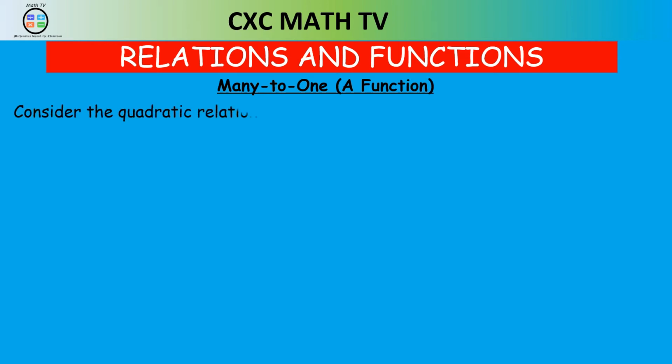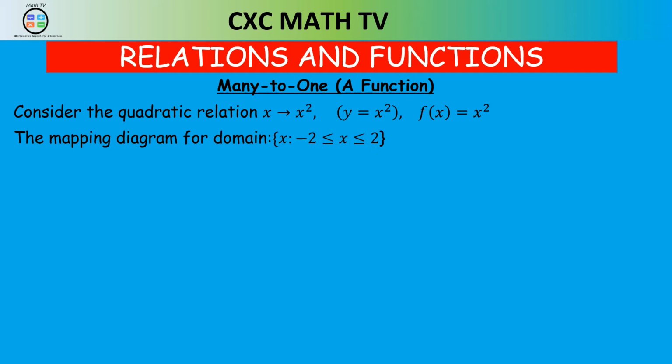So consider the quadratic relation x being mapped to x squared. The arrow means mapped. Or some people might write it as y equal x squared. Or some might say f of x equal x squared. The mapping diagram for the domain x is such that x is between -2 and 2. So we only consider the domain when the x values are between -2 and 2.